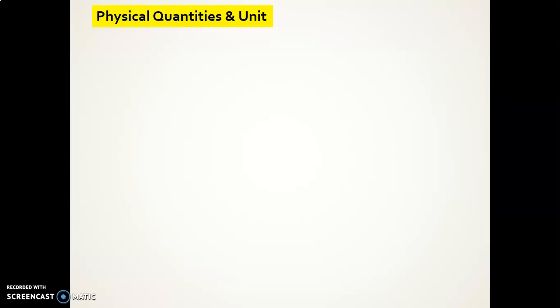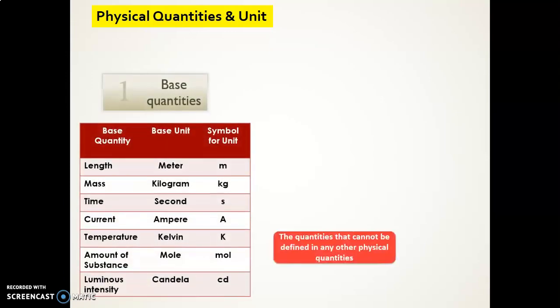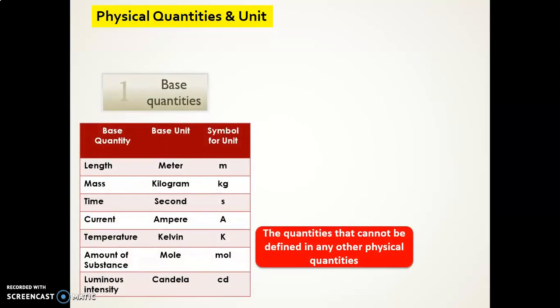There are two types of physical quantities. For the first one is base quantities. Base quantities are the quantities that cannot be defined in any other physical quantities, or known as fundamental physical quantities. There are 7 basic quantities that you have to memorize. As an example, the SI base unit for length is meter and the symbol is m. The SI base unit for current is ampere and the unit is capital A.